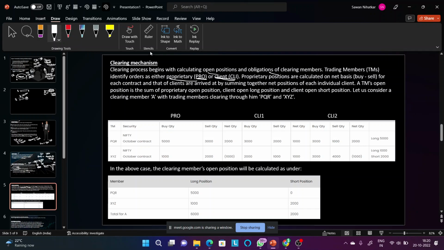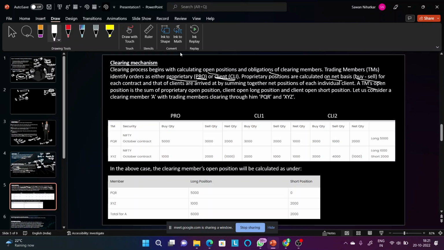Now, proprietary positions are calculated on a net basis, that is buy minus sell for each contract, and that of the clients is arrived at by summing together the net positions of each individual client. So a trading member's open position is the sum of the proprietary open position, client open long position and client open short position. Reading this will not make much sense, it's very confusing. Let's straight away move on to the example.